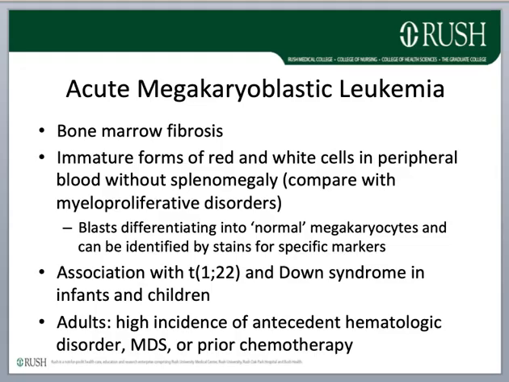Okay, our final high-yield AML variant is acute megakaryoblast leukemia. In this leukemia, there's characteristic bone marrow fibrosis as opposed to packing of the marrow with blasts as in other types of AML. We see immature forms of red and white cells in the peripheral blood without splenomegaly, and we'll keep this fact in the back of our minds when we compare this with myeloproliferative disorders later on.